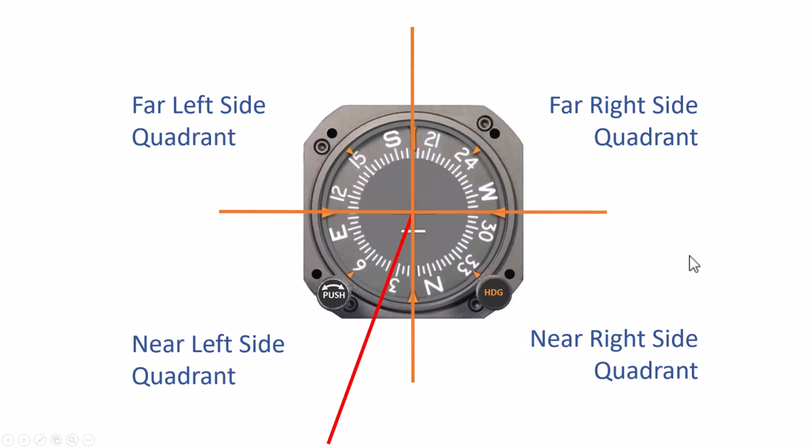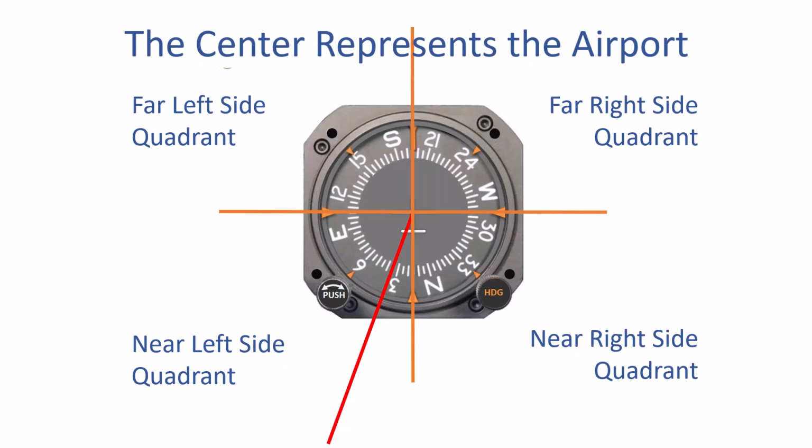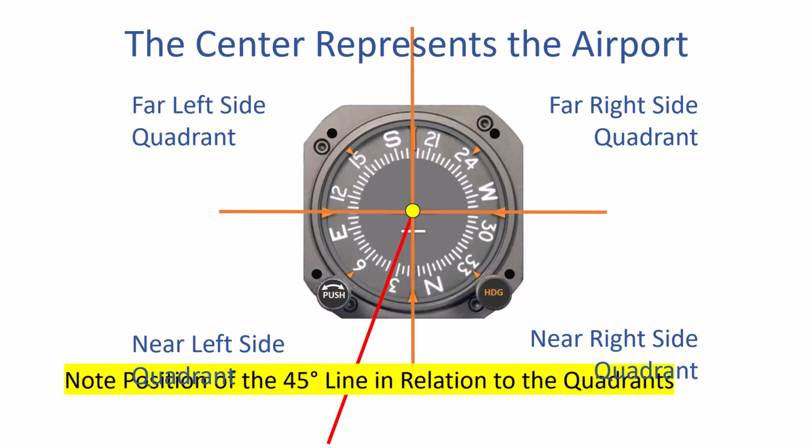Keep that in mind. From this picture, all we're going to do is put a dot in the middle, and that's going to represent the airport. Remember, we talked about the red line representing the 45 degree line. So we have this mental image now, pretty easy.